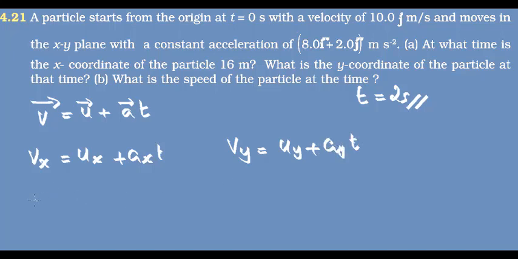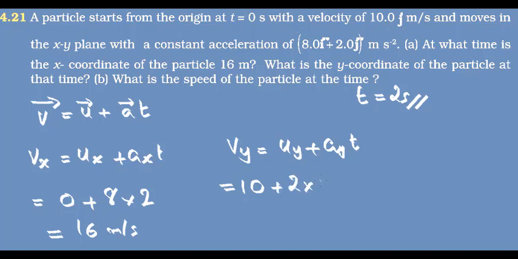Now vx we can calculate. Ux equal to 0 plus ax is 8 into t, time equal to 2, so that will give you 16 meter per second. Similarly vy equal to uy, which is 10 initially in the y direction, plus ay is 2 into time 2, so that will give you 14. So the x component is 16, y component is 14.